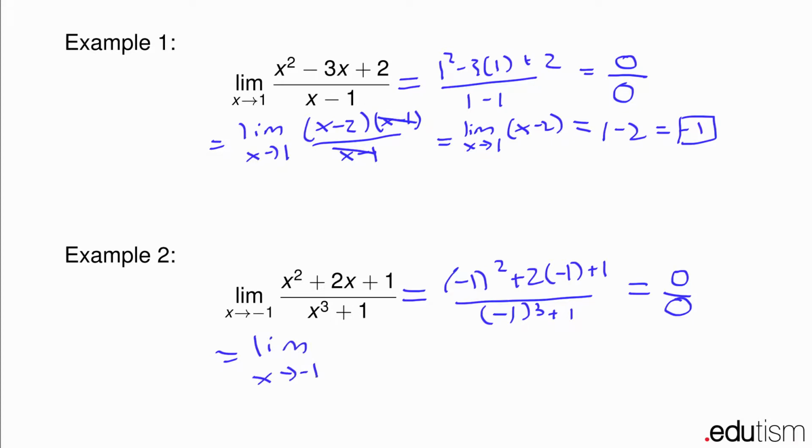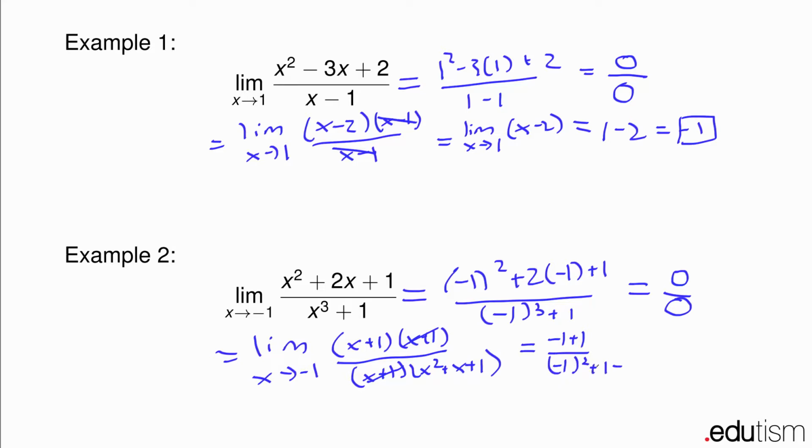Again, the limit as x goes to negative 1 stays in front. Factoring the top gives you x plus 1 times x plus 1. Factoring the bottom using the sum of cubes formula gives you x plus 1 times x squared plus x plus 1. The x plus 1s will cancel. We can replace x with negative 1 now. We get negative 1 plus 1 over negative 1 squared plus 1 plus negative 1 plus 1.